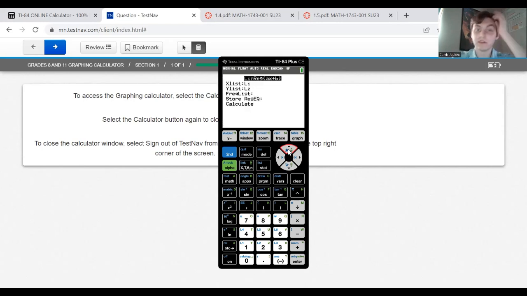Okay, so here we make sure that this is correct. Our X inputs are the first list, L1. Our Y list is the second list, L2. And then we're going to store this in a specific function.